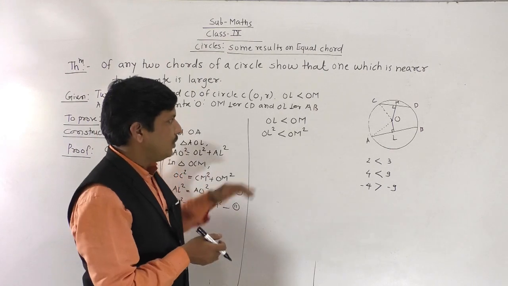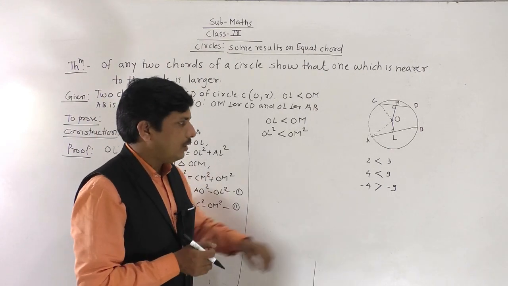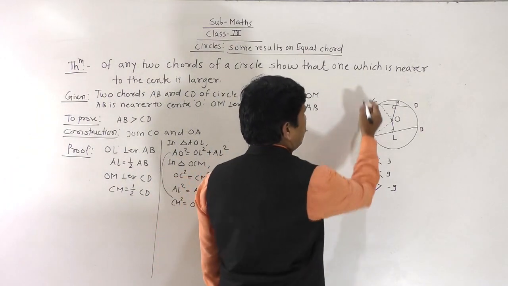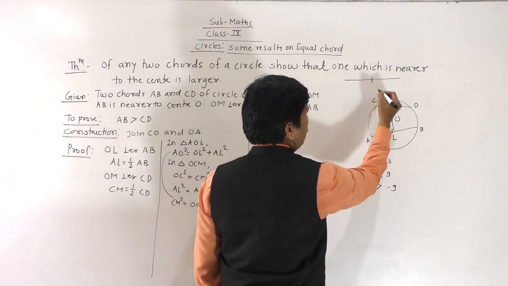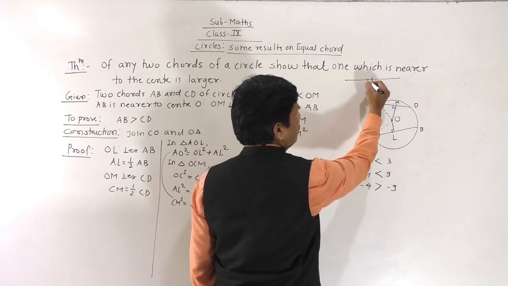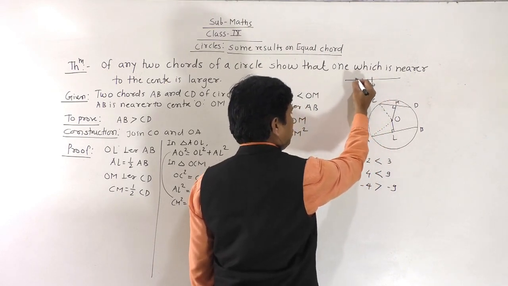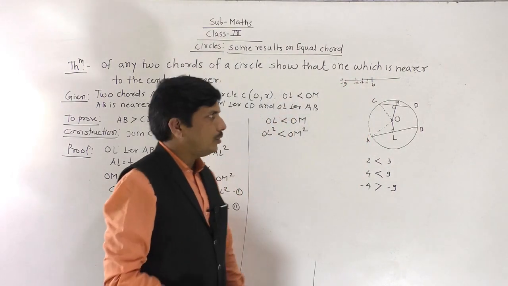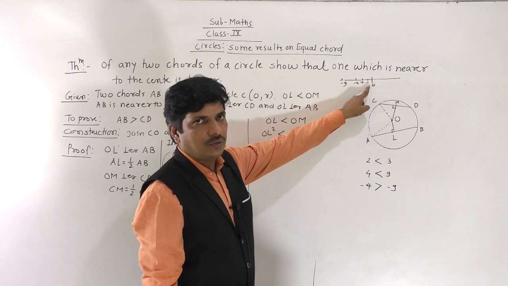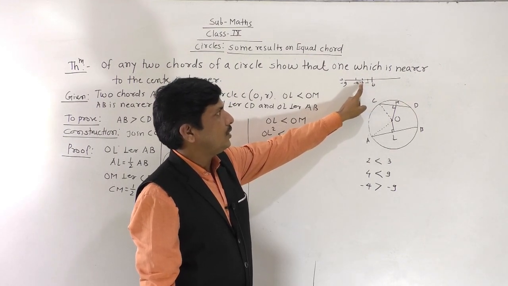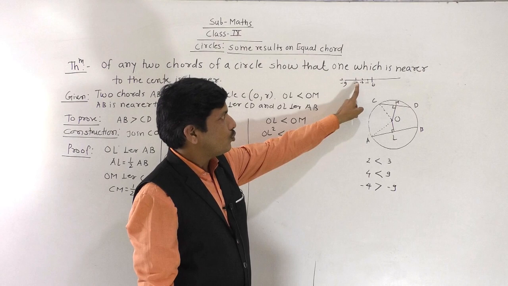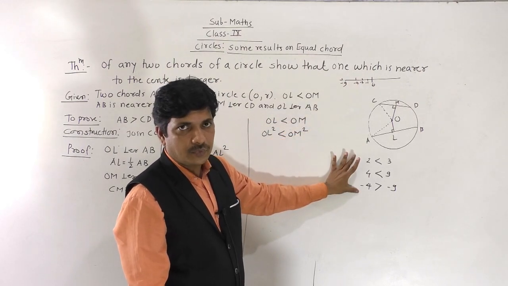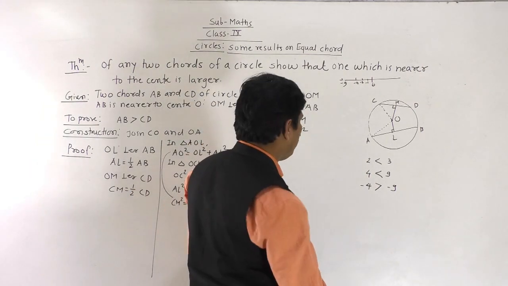Understood? The same thing we are going to use here. The inequality changes why? Minus 4 is greater than minus 9. You have seen a number line. This is 0, here minus 1, minus 2, here minus 4, and minus 9 will come afterwards. So 0 is greater than minus 1, minus 1 is greater than minus 2, minus 2 is greater than minus 4, and minus 4 is greater than minus 9. The inequality changes in this condition. So the same result we are going to use here.